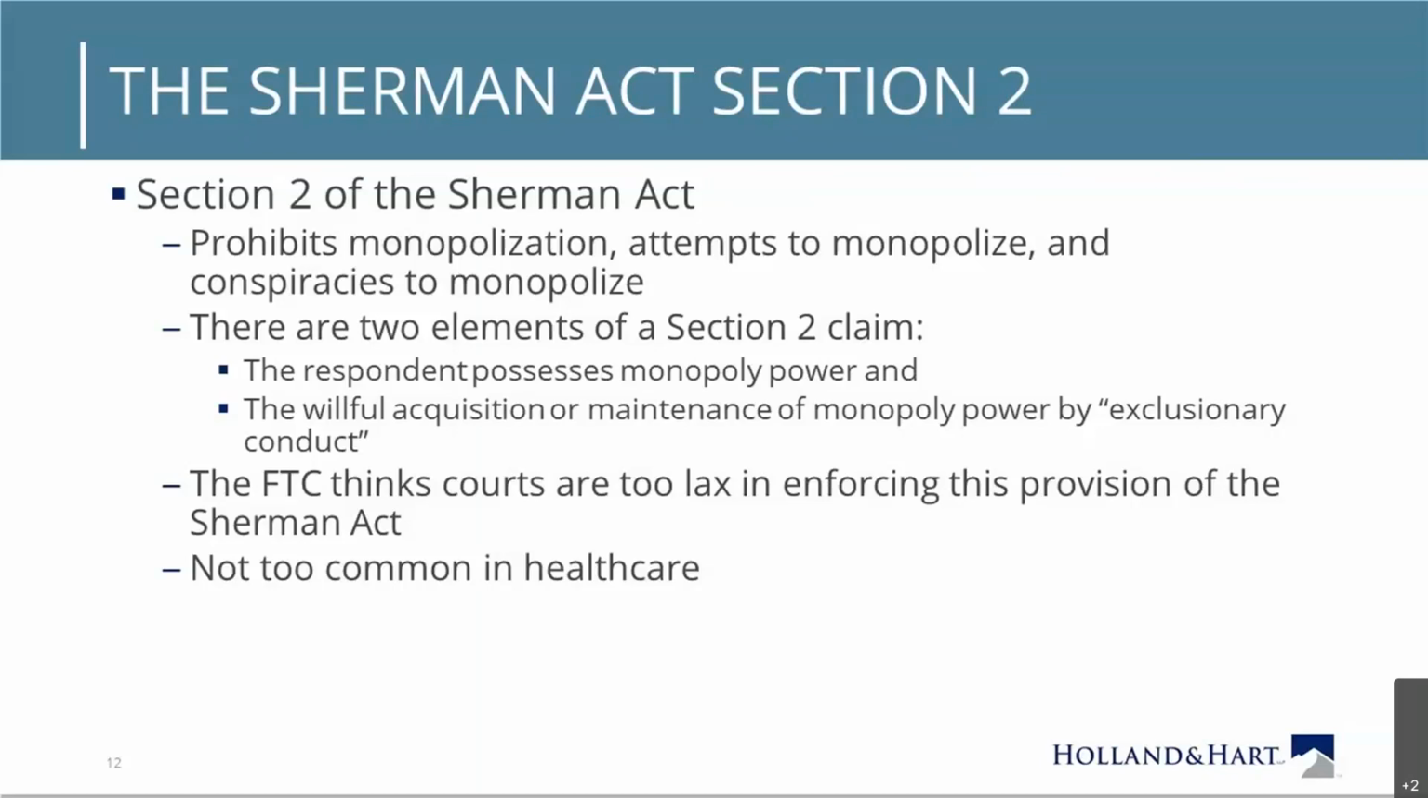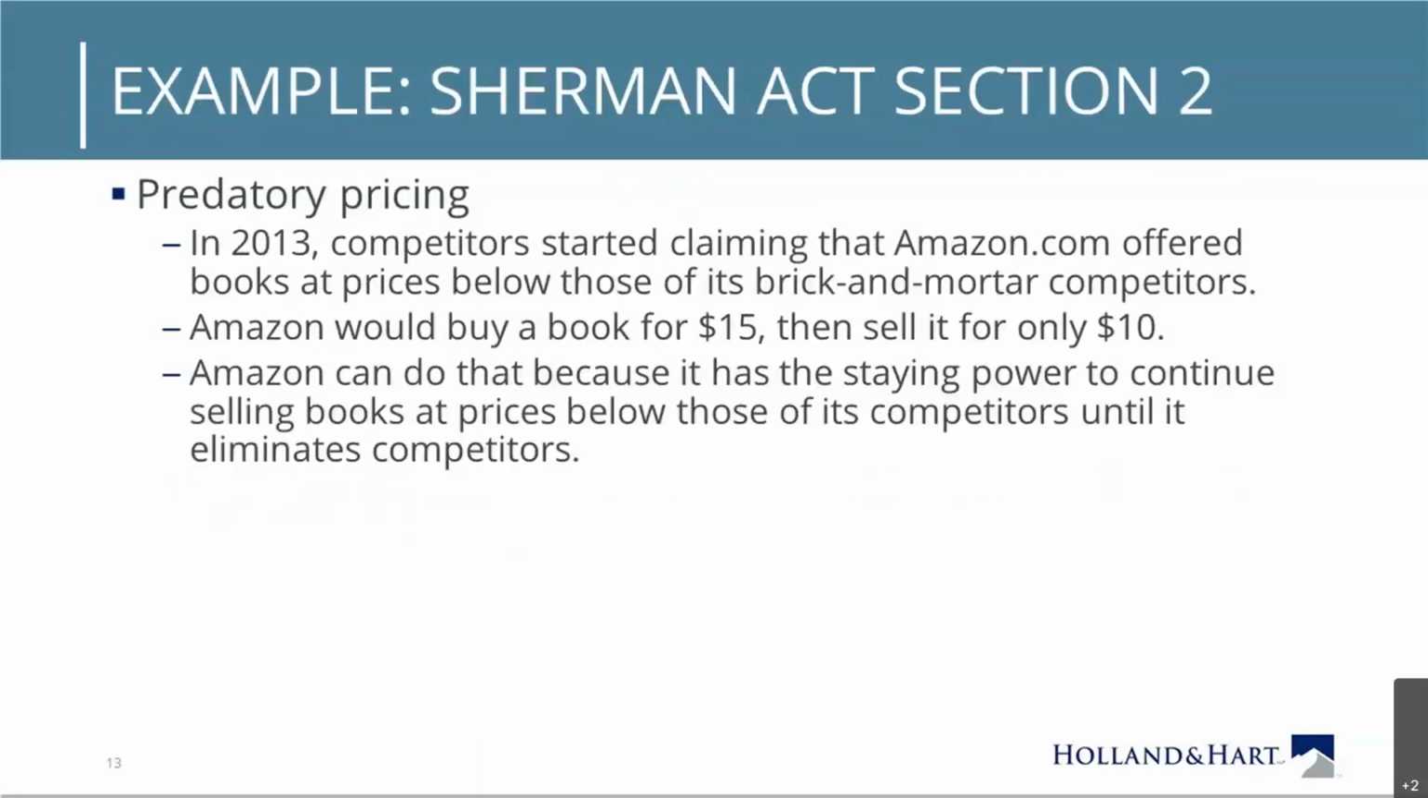The FTC thinks courts are a little lax in enforcing this provision, and it doesn't show up too often in healthcare. But let me give you an example that I think will point out why the FTC thinks courts may be a little lax in enforcing this provision. So in 2013, competitors started complaining that Amazon.com was able to sell books more cheaply than brick-and-mortar competitors. Amazon would buy a book for $15 and then sell it for $10. And Amazon can do that because it sells a whole bunch of things that it makes money on, and by selling this below its cost, it allows it to weed out competitors.